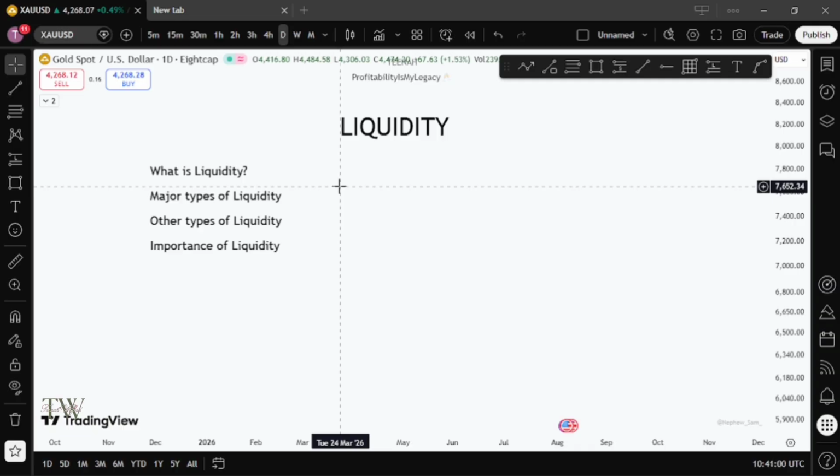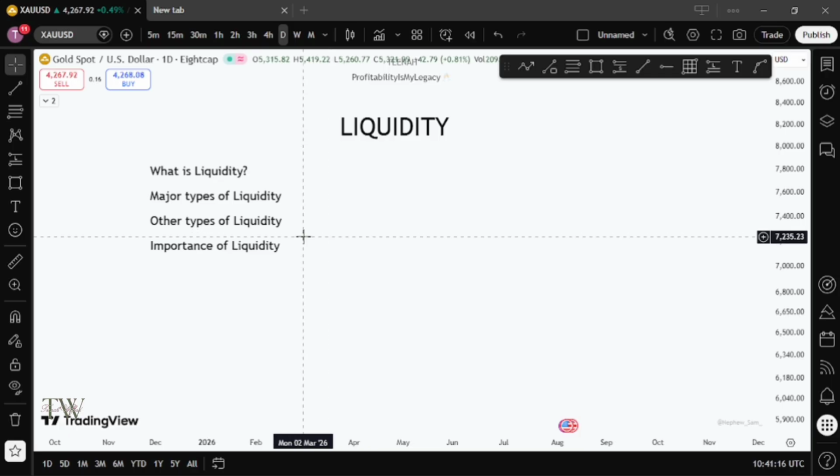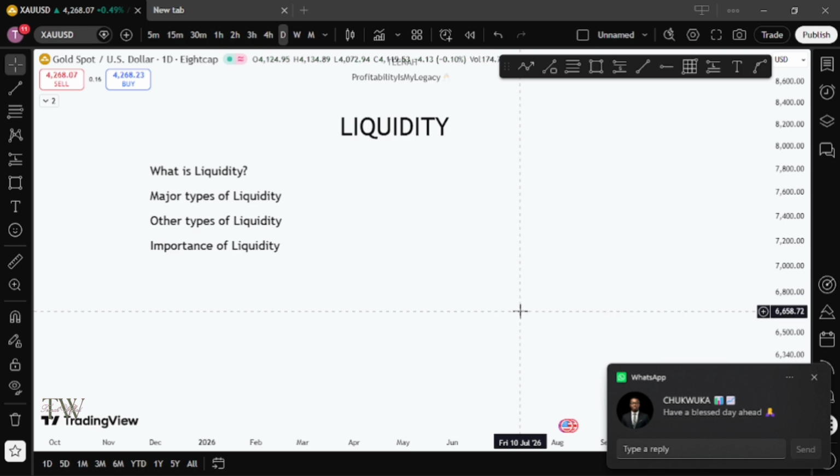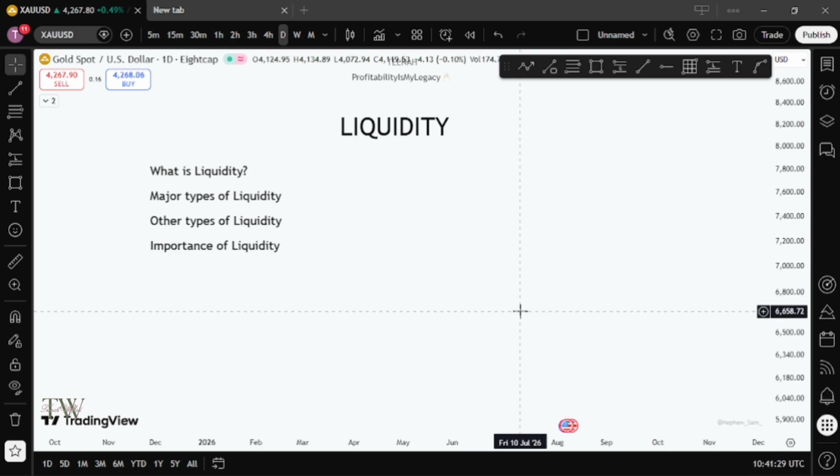So what is liquidity? Liquidity refers to areas in the market where a large number of buy orders or sell orders are waiting to be executed. These areas attract institutional traders because they need large amounts of orders to enter or exit the market efficiently. Simply put, liquidity is where money or orders are waiting in the market. It's as simple as that. Liquidity is simply money, and money is what moves the market.